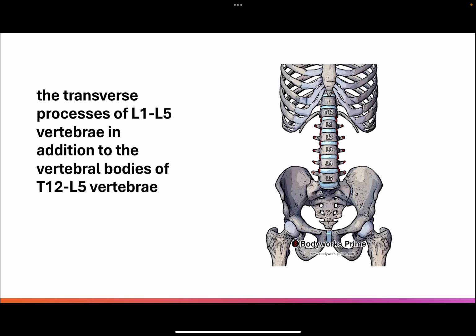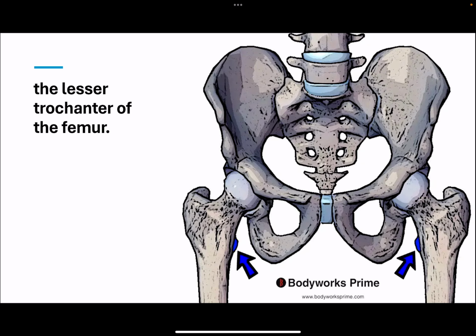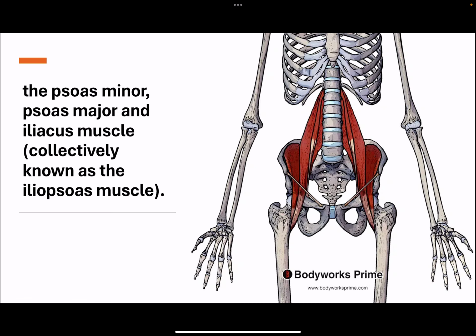Psoas major: here is the origin of psoas major from the L1 to L5 transverse processes, L1, 2, 3, 4, 5, and the vertebral bodies of T12 up to L5. Insertion also at the lesser trochanter of the femur. Psoas major, psoas minor, and iliacus are collectively known as the iliopsoas muscle.